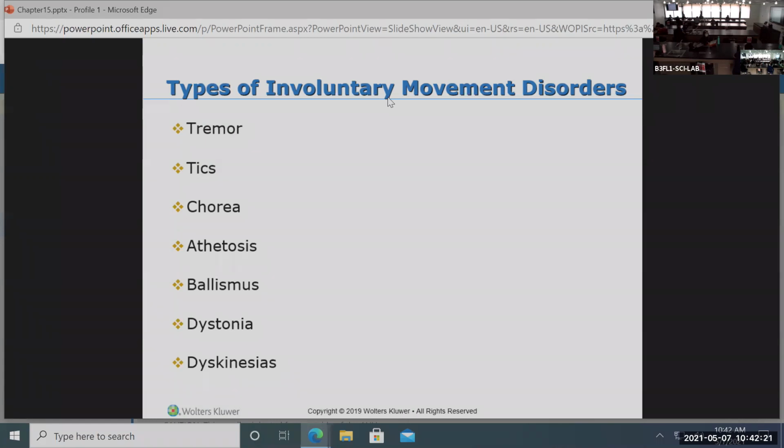Now, tics, highlight chorea, highlight athetosis. Patients with cerebral palsy, if you see those patients, that is athetosis: a worm-like body movement. Patients with cerebral palsy. We also have ballismus. Please highlight dystonia. And the last one here is called dyskinesias.